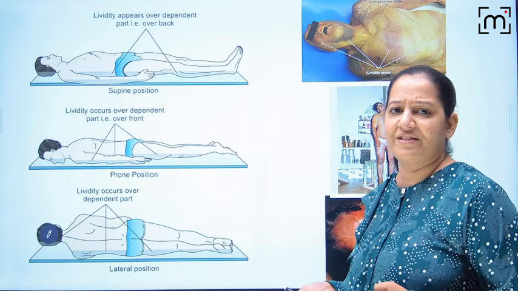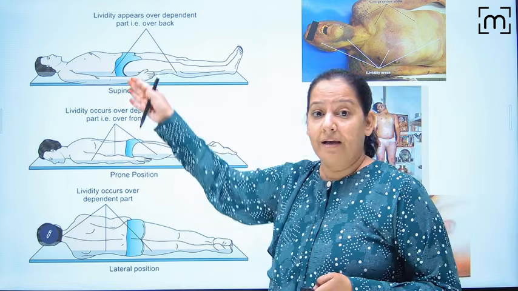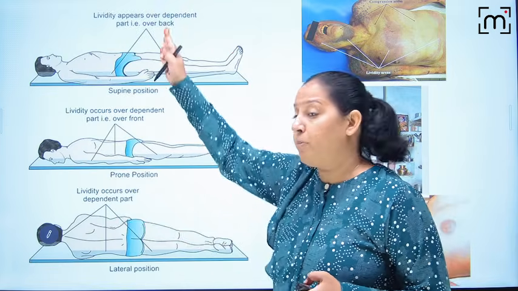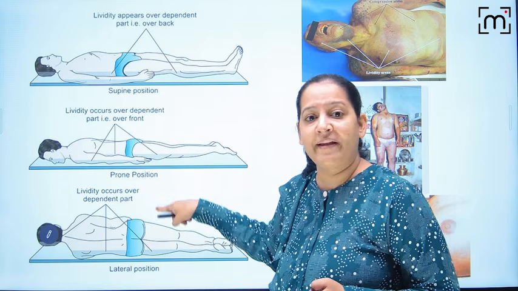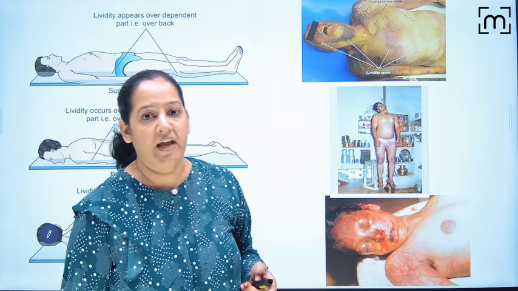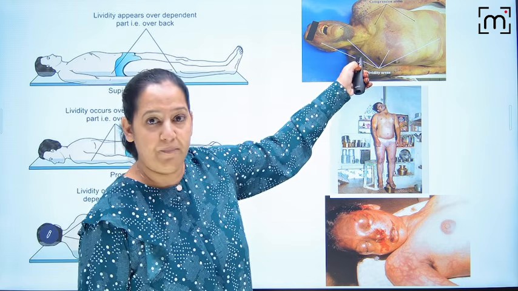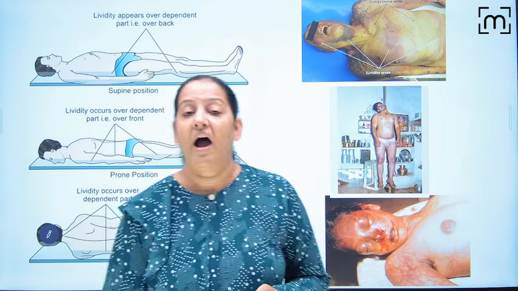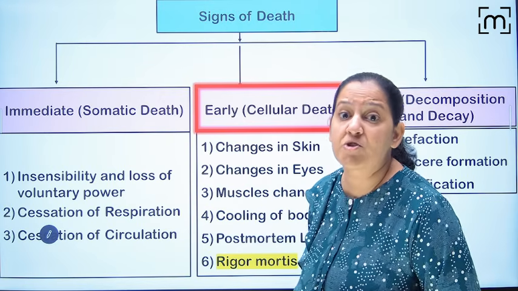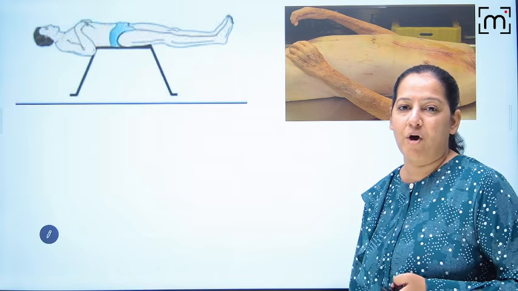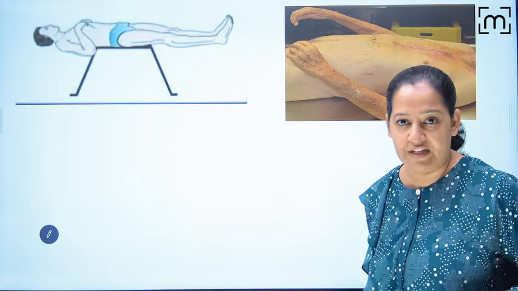I told you all the features regarding this, and it depends. The position of this depends on the position of the dead body. I told you what happens in supine, in prone, in lateral position, in inversion of head position, hanging position, drowning. I told you the features of the lividity, where it will occur, the distribution you can say. And last I taught you rigor mortis, the rigidity of the dead body.